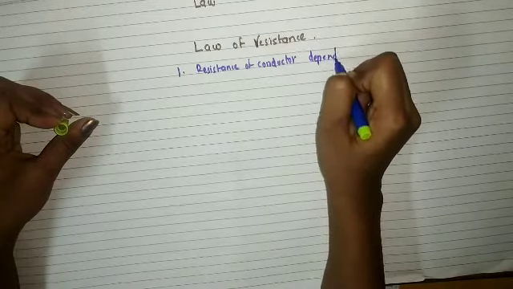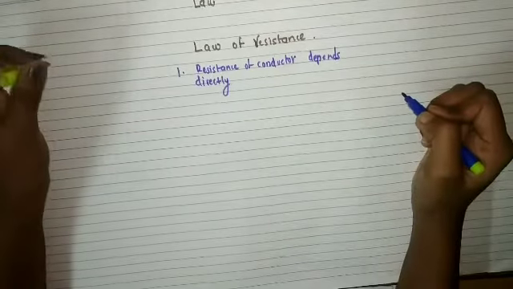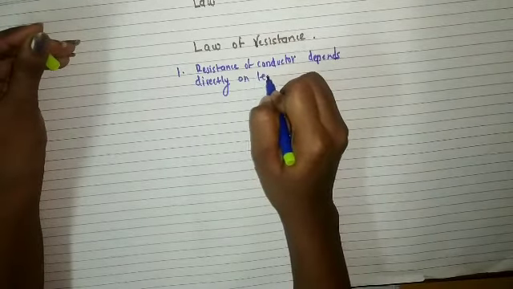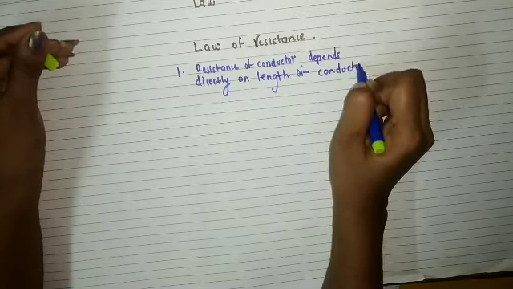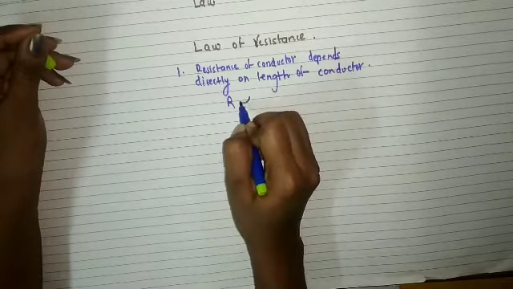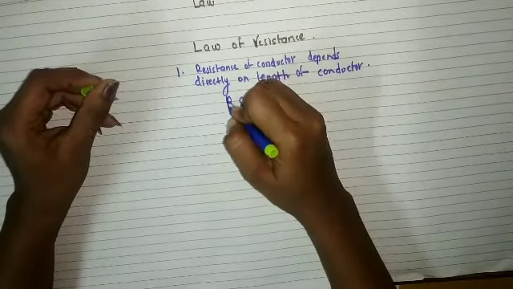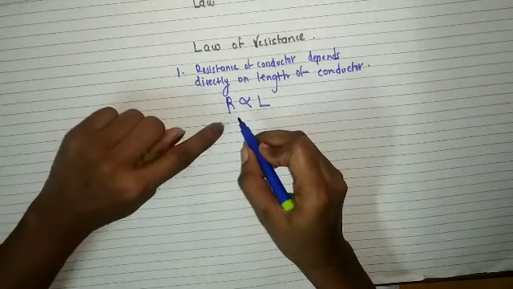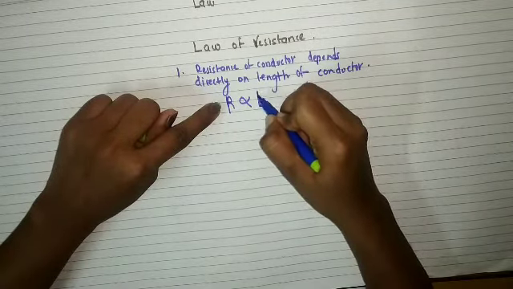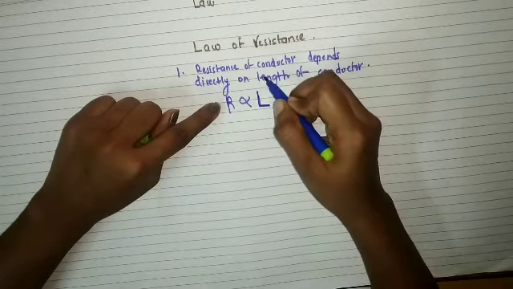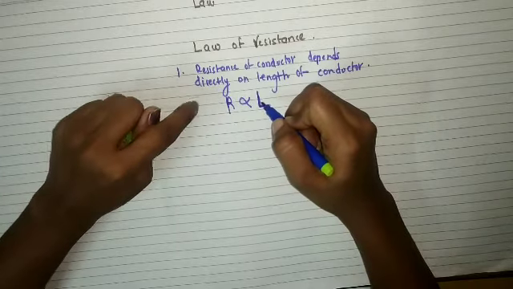The resistance of a conductor depends directly on the length of the conductor. That means resistance is directly proportional to the length of the conductor. So what is meant by directly proportional? If the resistance is high, that means the length of the conductor is more. Whenever the length of the conductor is more, the resistance is high. The more the length of the conductor, the more is the resistance.